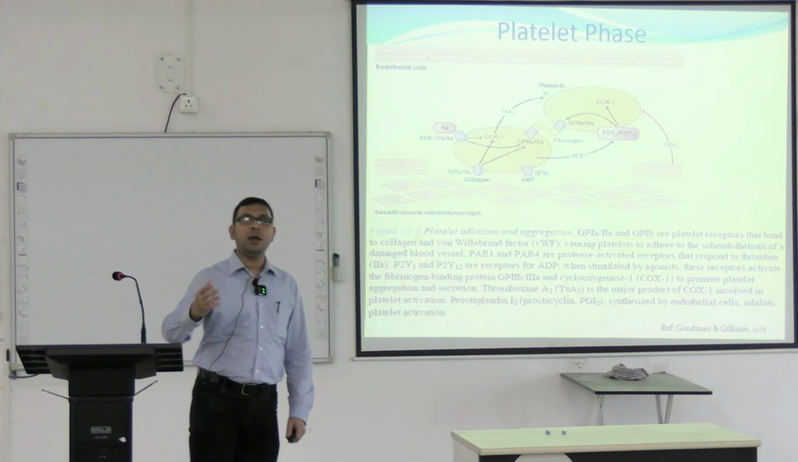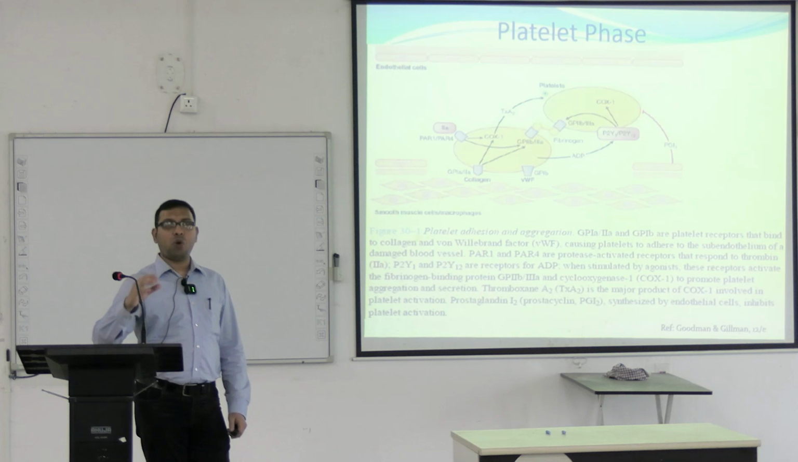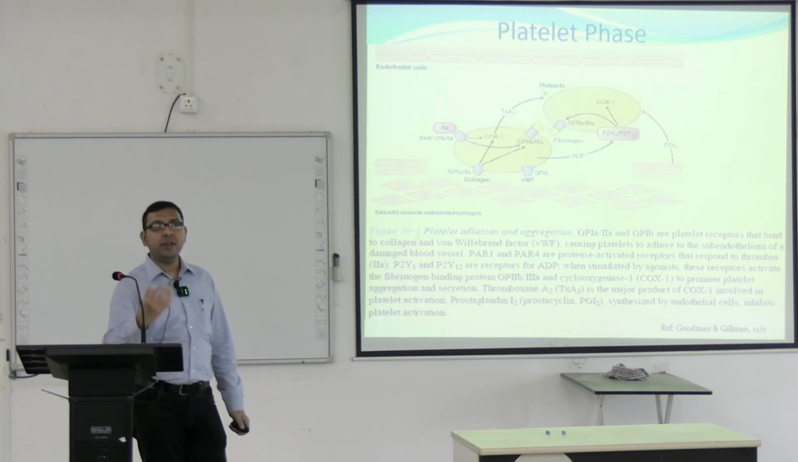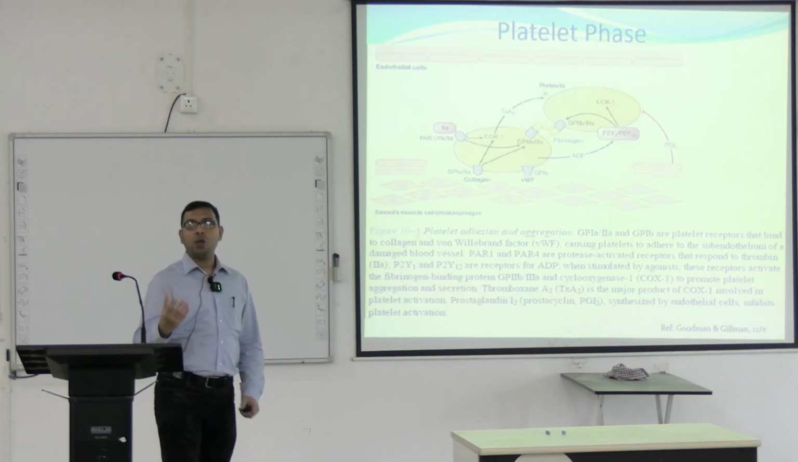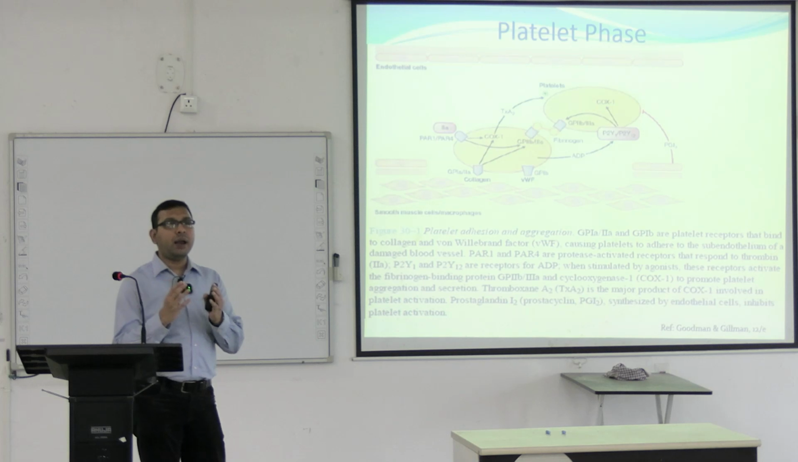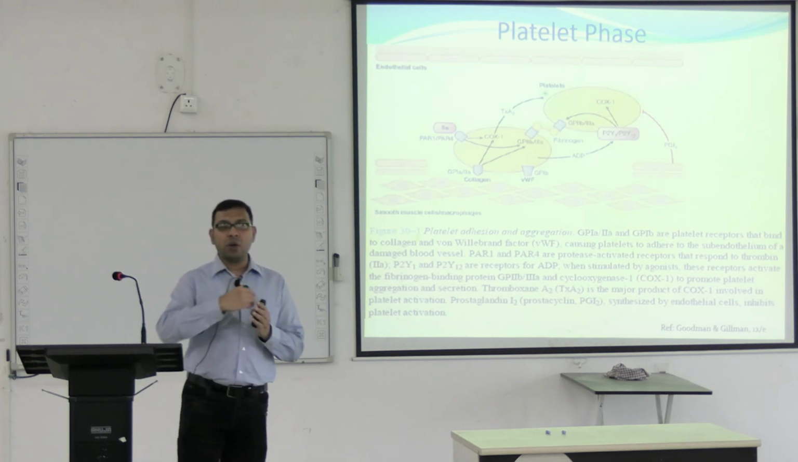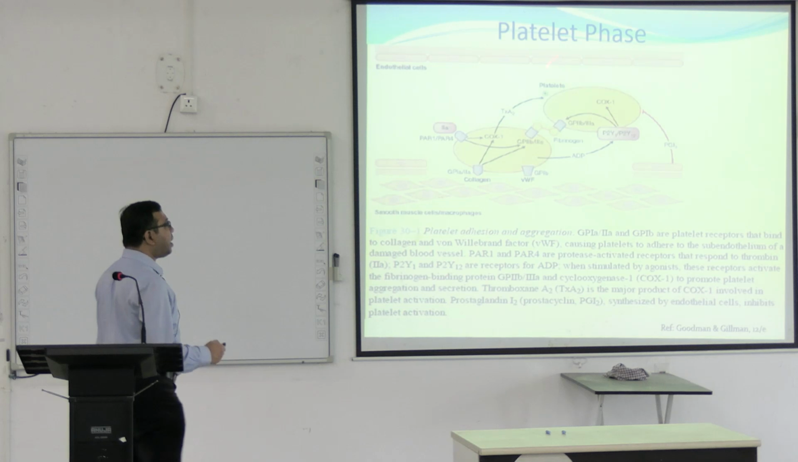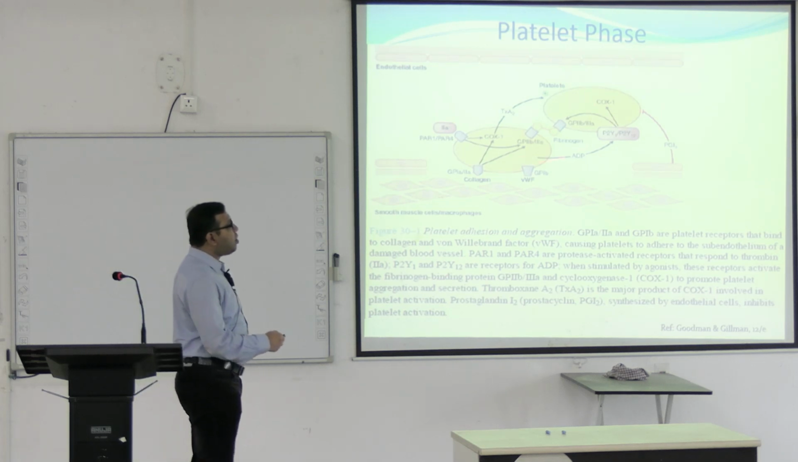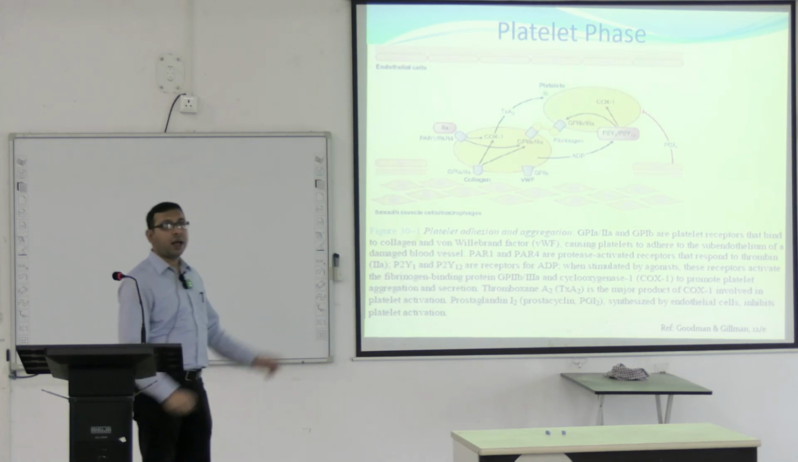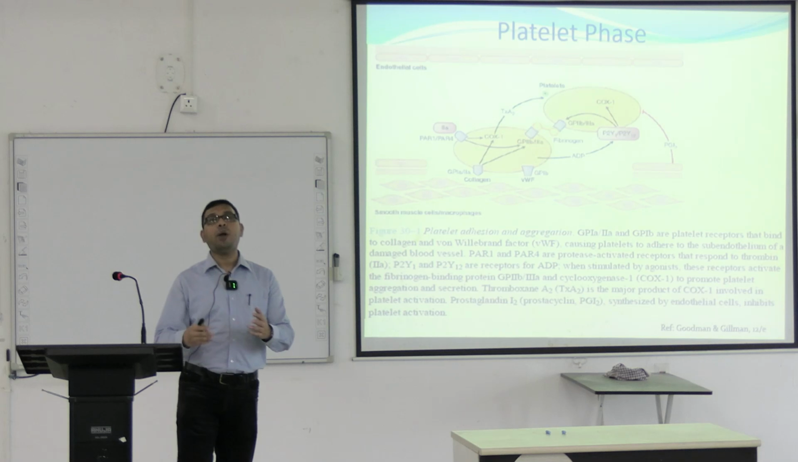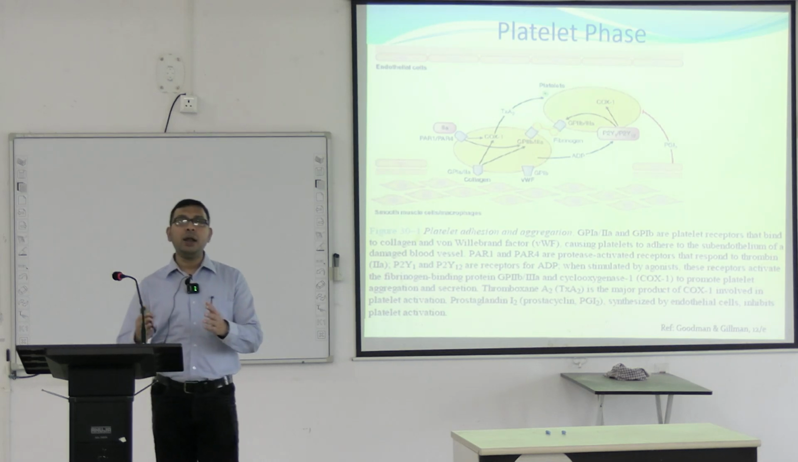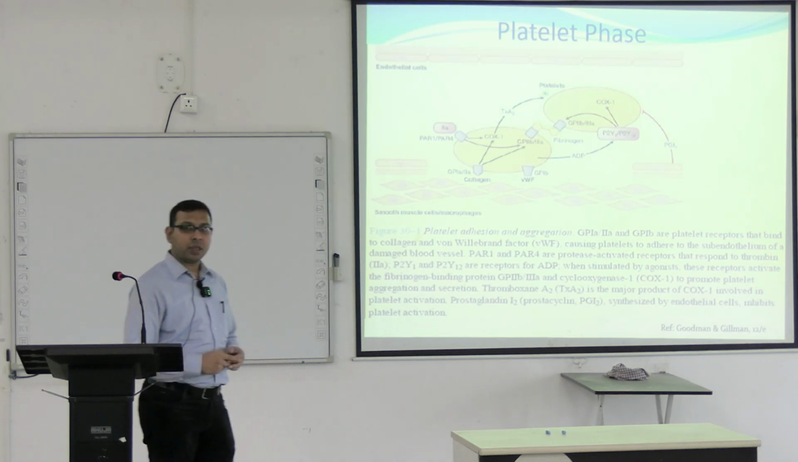Those are activated, which makes the platelets sticky, increases the stickiness of the platelets, so that there will be more platelet aggregation and adhesion, and formation of a platelet chain. So this is known as the platelet phase. These different receptors and areas are basically targets of different drugs, so that we can inhibit platelet aggregation and adhesion.